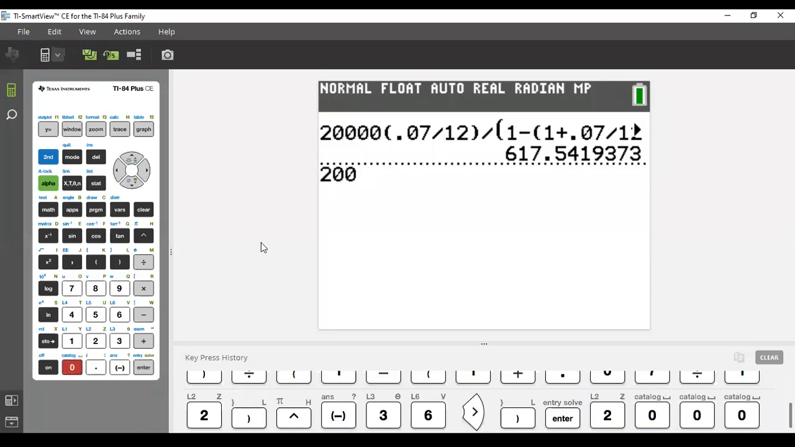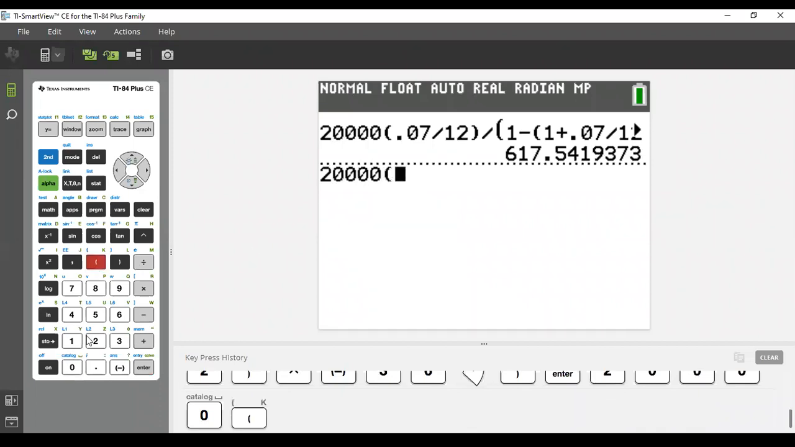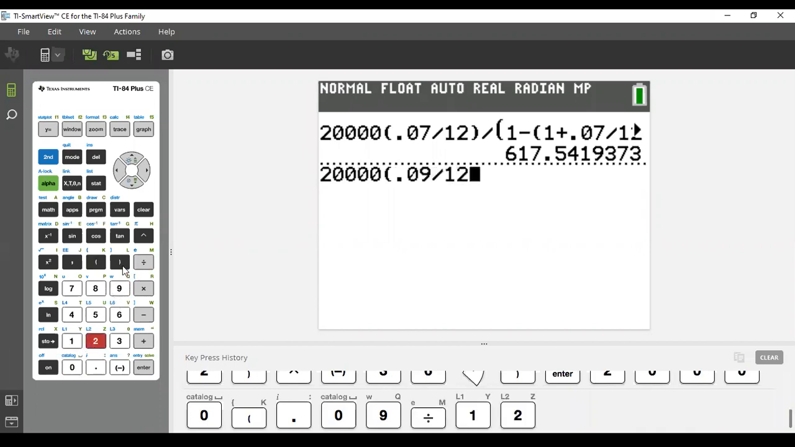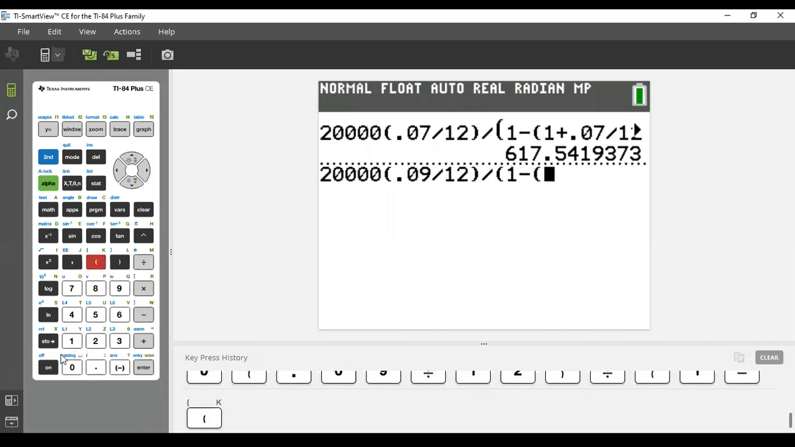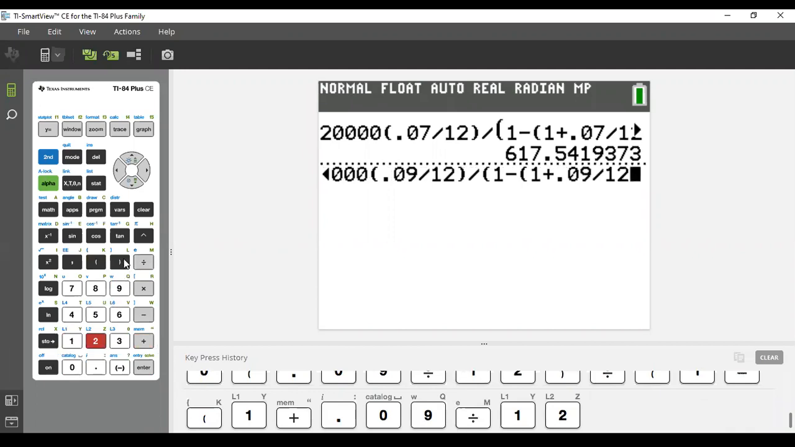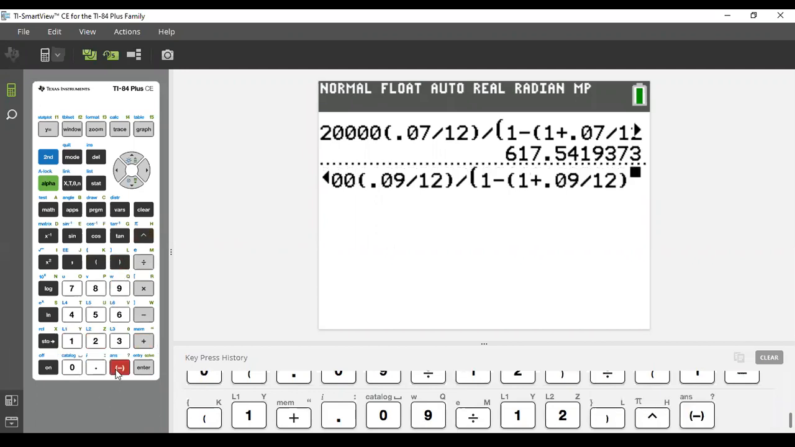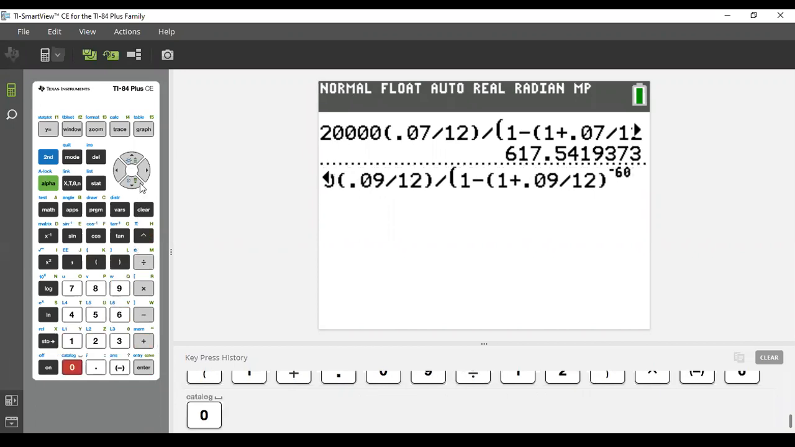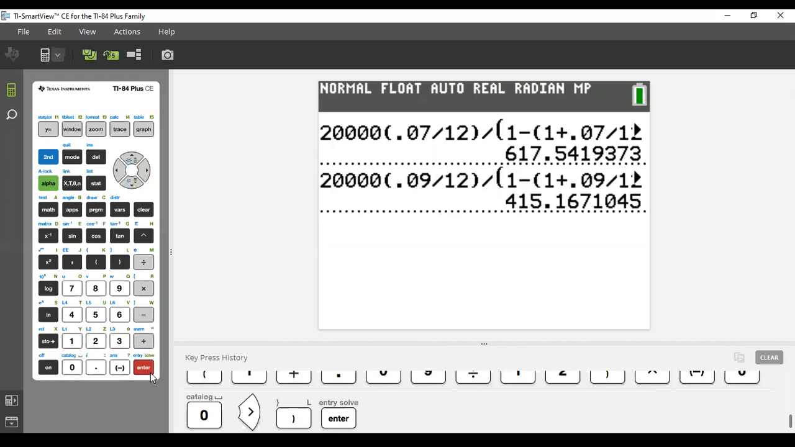And I need to plug this into my calculator. So 20,000 times 0.09 over 12 over bracket 1 minus parentheses 1 plus 0.09 over 12 raised to the negative 60. And we get $415 as our monthly payment.